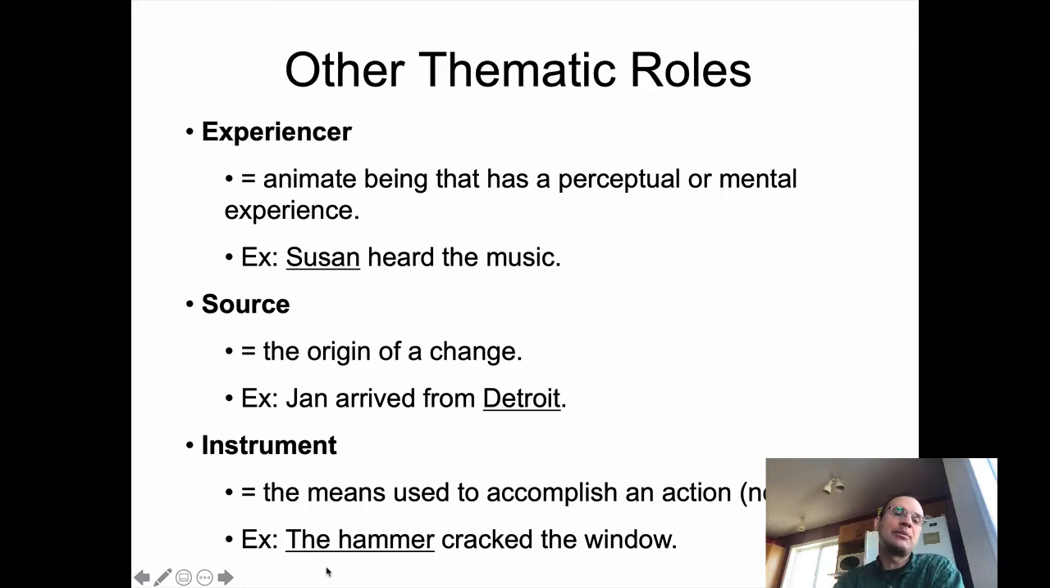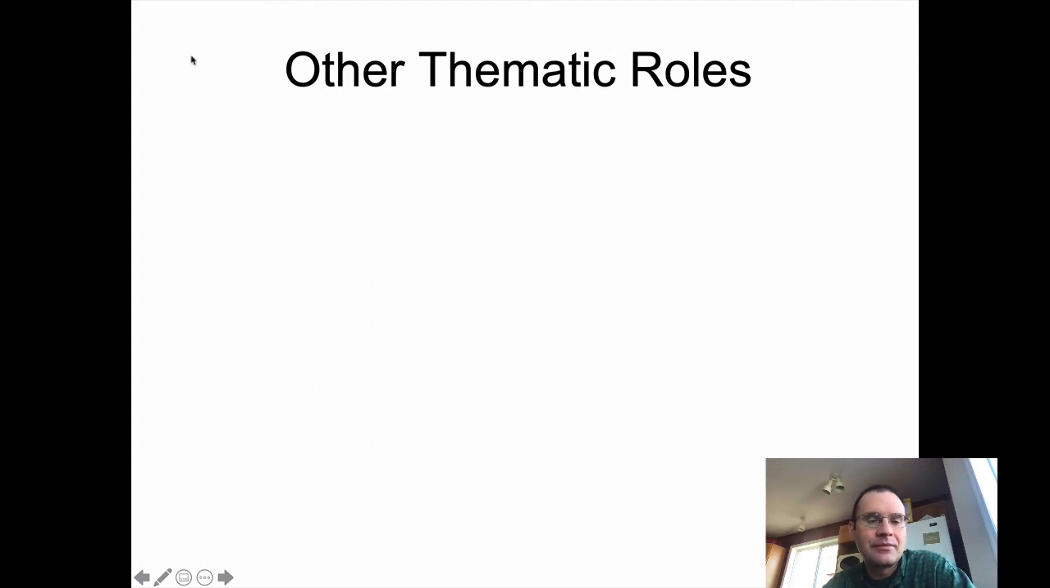I've got an example here. The hammer cracked the window. Normally you see instruments in phrases with "with," so it might be easier for me to say I cracked the window with a hammer. In that case, hammer is still the instrument. If I'm de-emphasizing my role in the cracking of the window, I might say the hammer cracked the window, even though I was the one wielding it, right? So this is the means used to accomplish an action, but not the person who does it.